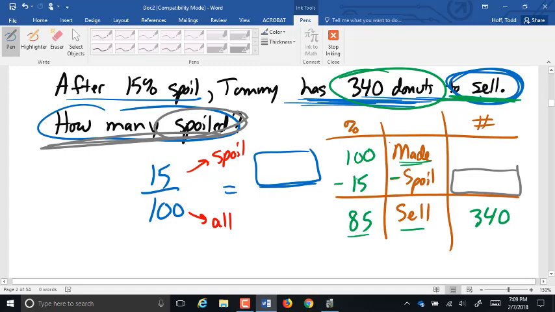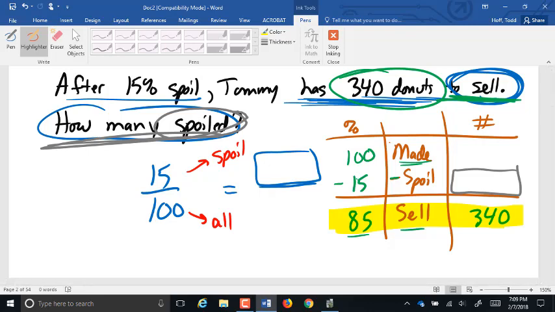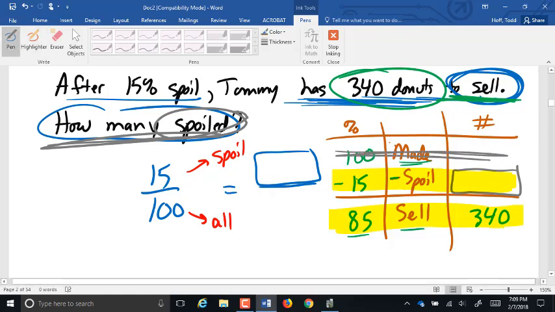So in this situation, we need only two of these lines in the table. We need the line that has both numbers. One of these items has both the percent and the number of donuts. In this case, that's the donuts that are sold. And then we also need the line that has the item we're looking for. We're looking for the number spoiled, so we need that line. What that's telling us is we don't need the top line.